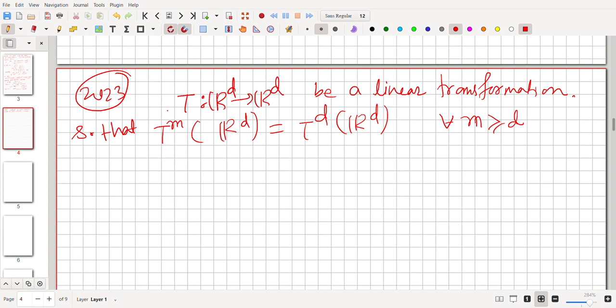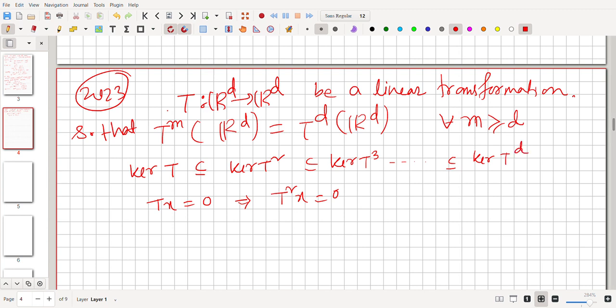You can easily see that the kernel of T is always contained in the kernel of T square, because it is obvious that Tx equals 0 implies T square x equals 0. In this way, it is inside the kernel of T cube, and so on, inside the kernel of T to the power d.